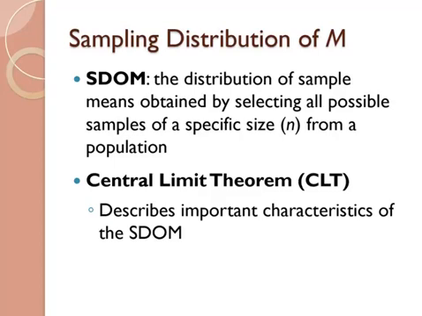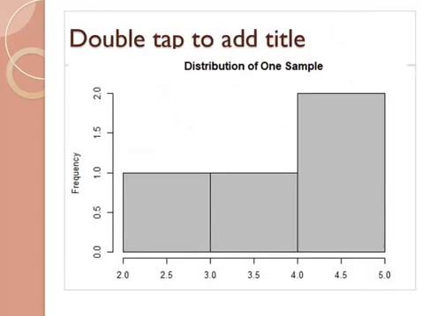So up until now, when we've talked about distributions, we've been talking about distributions of individual scores, right? How this person compares to that person on the SATs, how long it takes a baby to crawl compared to another baby. Now we're talking about distributions of sample means, right? The sampling distribution of the means. So this is the distribution of all sample means obtained by selecting all possible samples of a specific size from a population. And this is intimately related to this idea of the central limit theorem, right? The central limit theorem itself describes the important characteristics of the sampling distribution of the means, right?